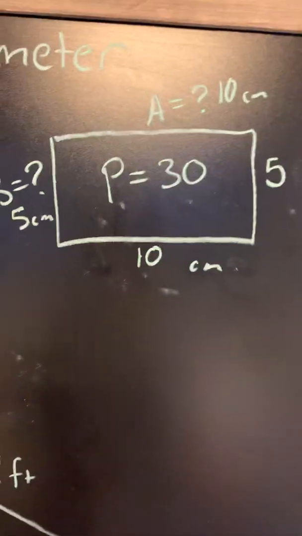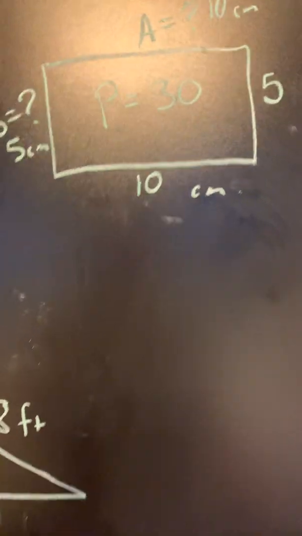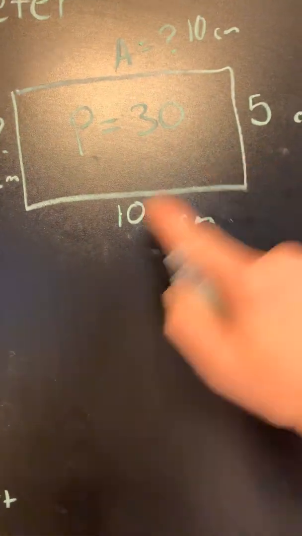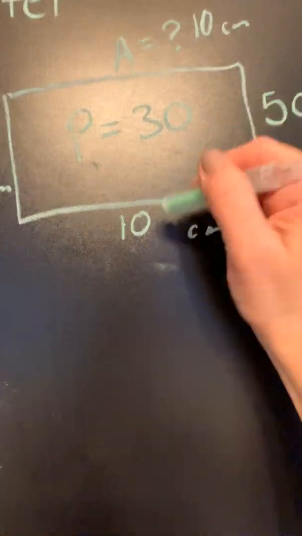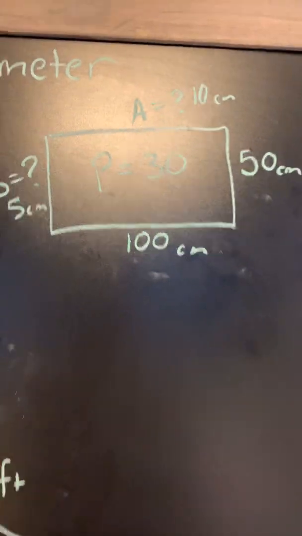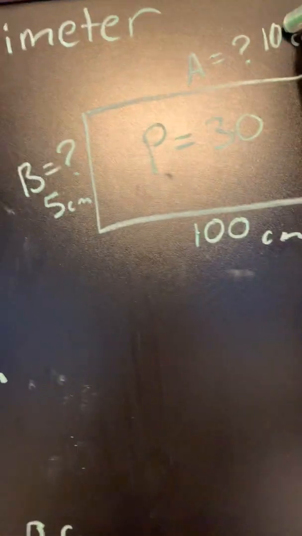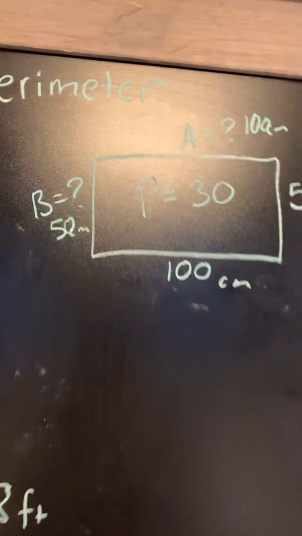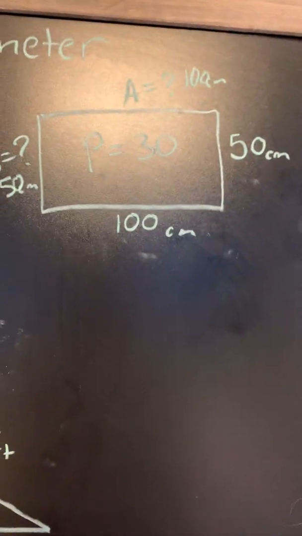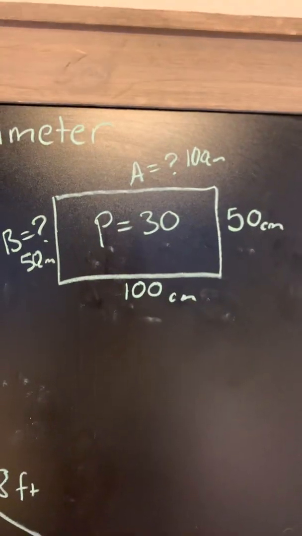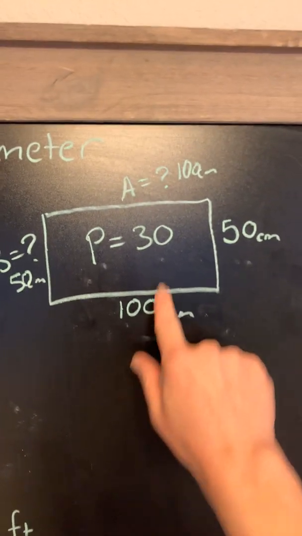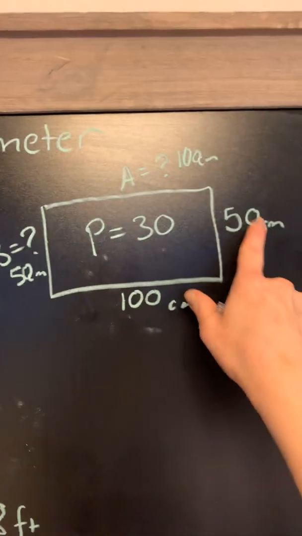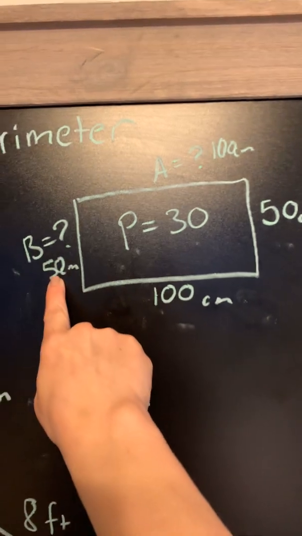But I could have made this a lot harder. What if instead of 5 and 10, what if I gave you 50 and 100? Then what would the perimeter be? Think about that. 100, 200, 250, 300.